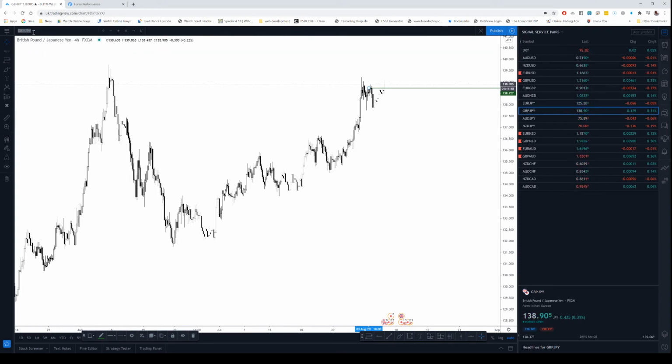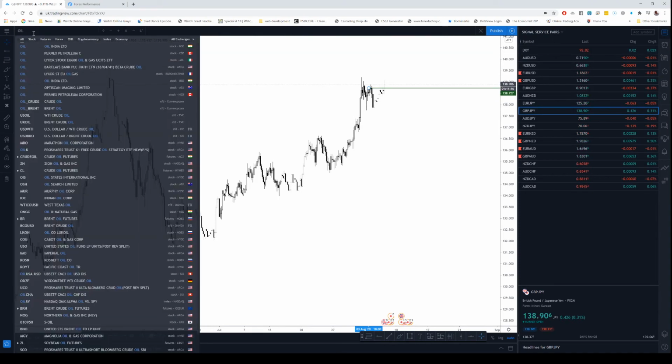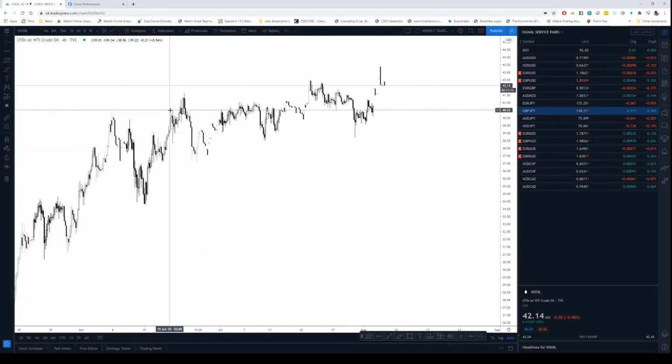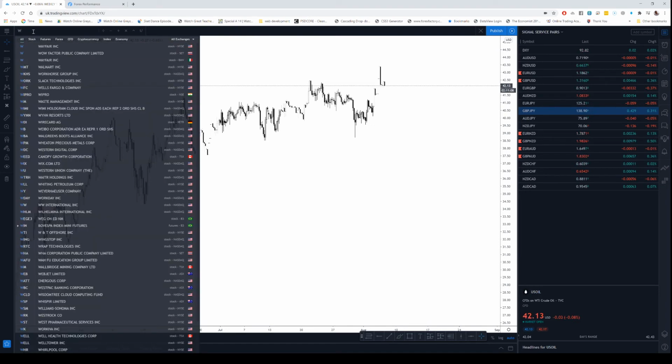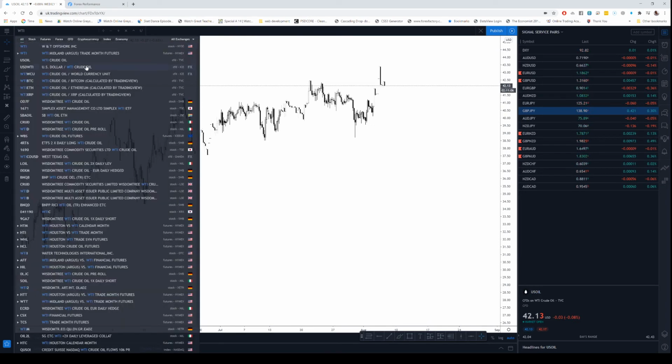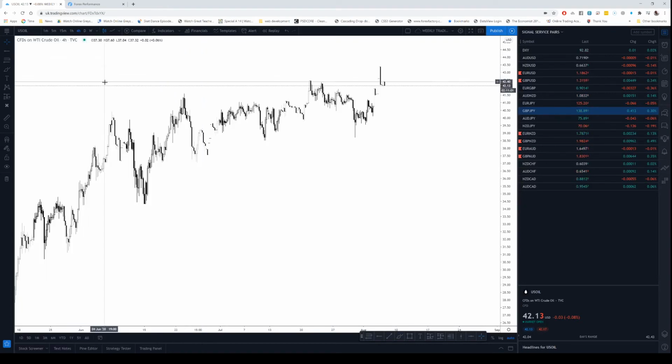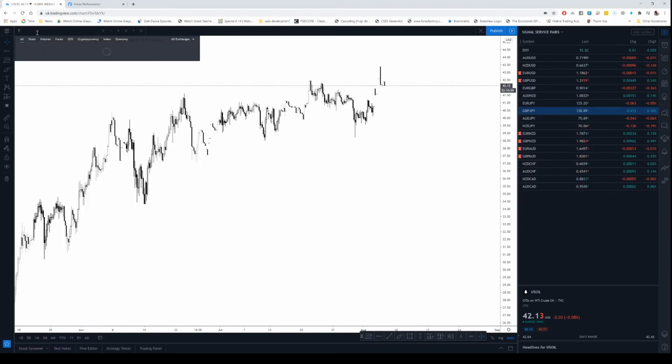Let's have a look at what oil did, because I did see something on oil. WTI.